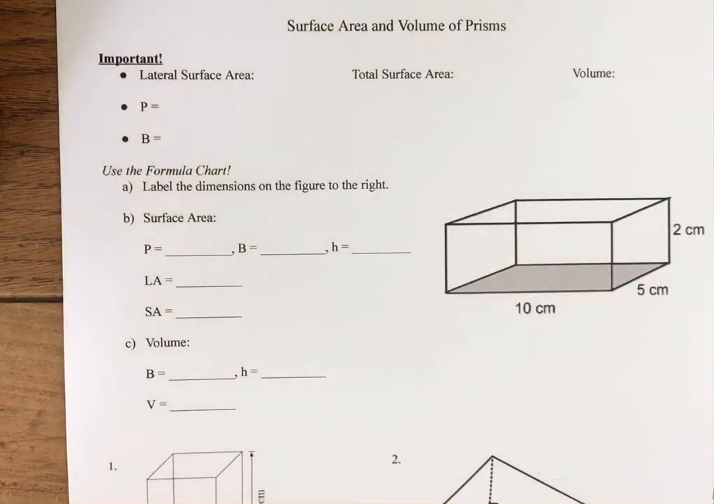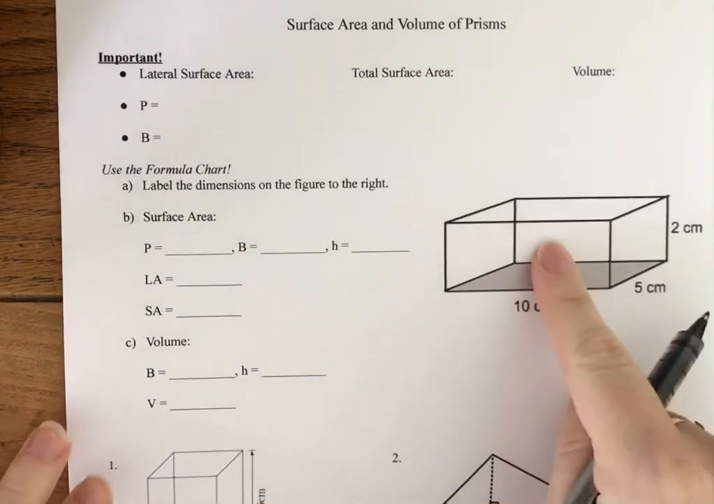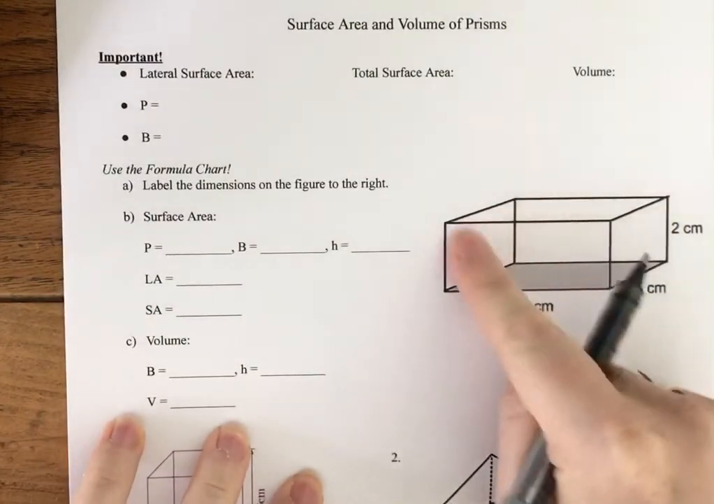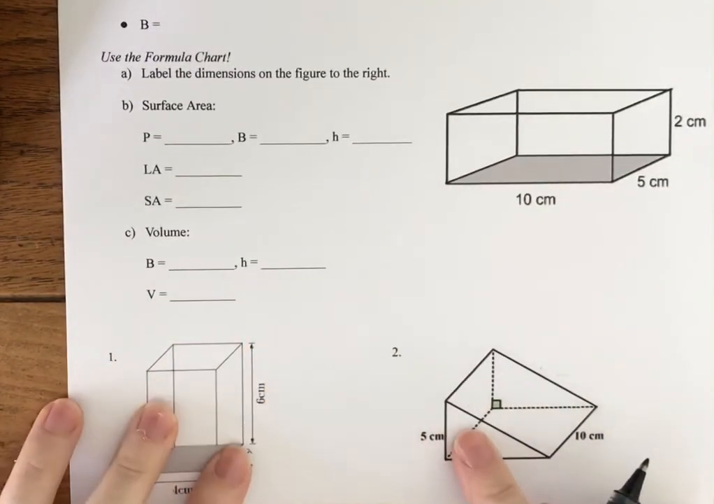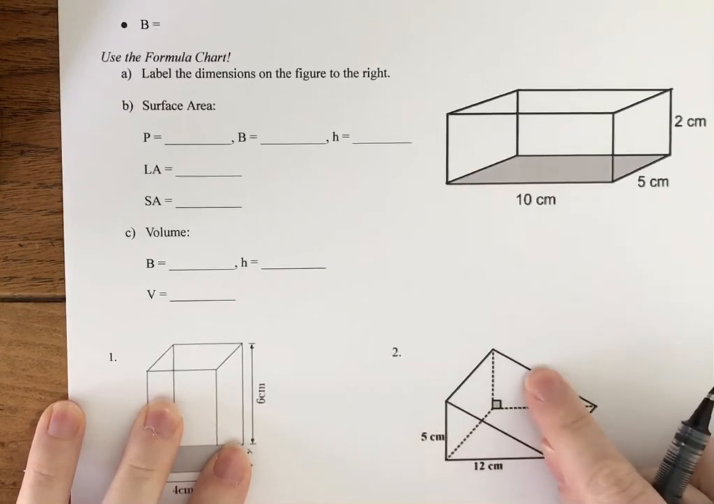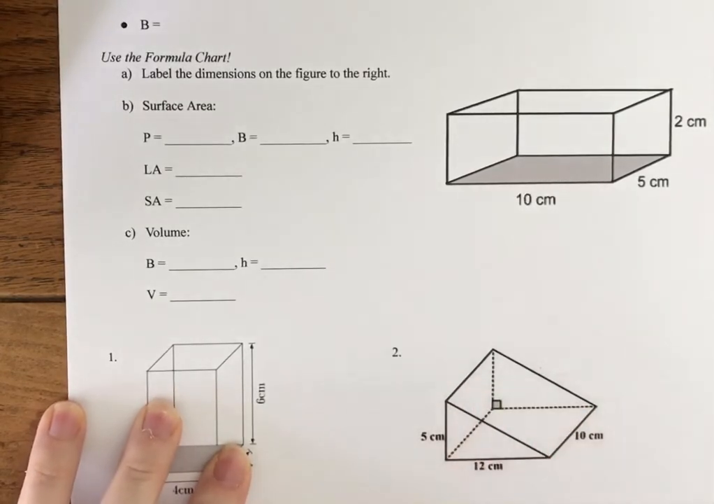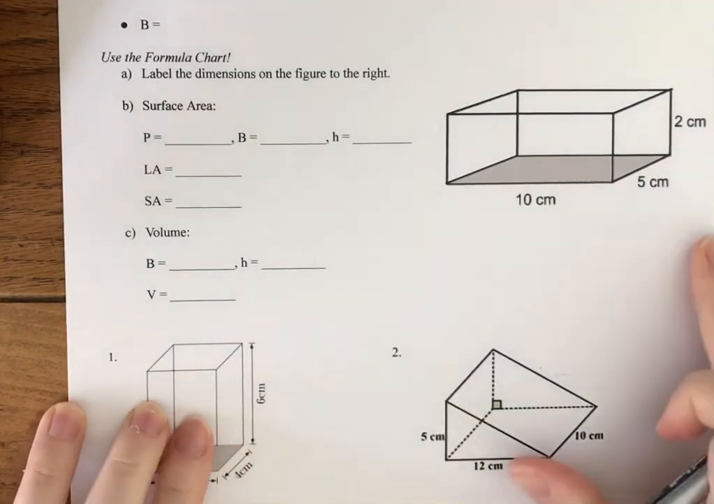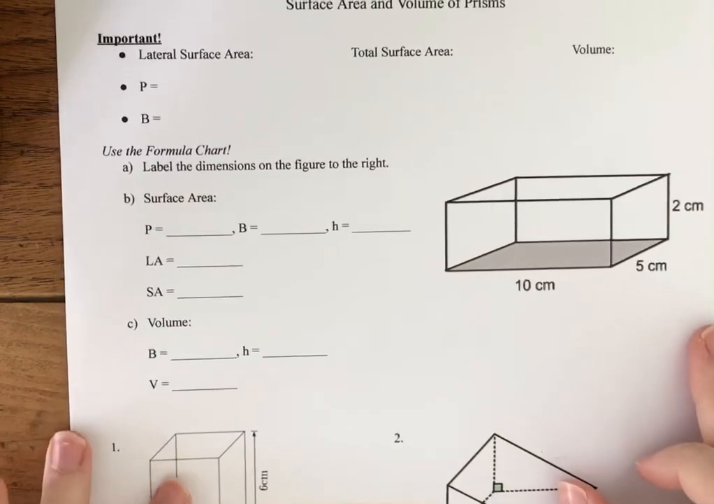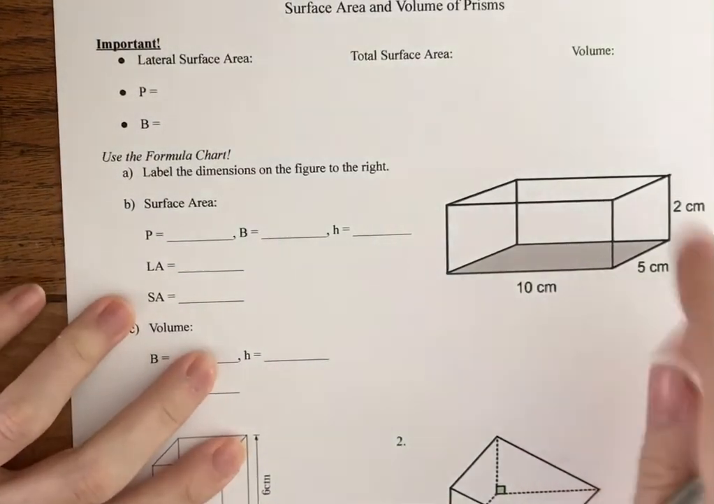Good morning, geometry. Today in this video we are going to go over surface area and volume of prisms, okay? Specifically rectangular prisms, when all the sides are rectangles, and then triangular prisms, when two of the sides are triangles and the other three would be rectangles, okay? So just some important information before we start.